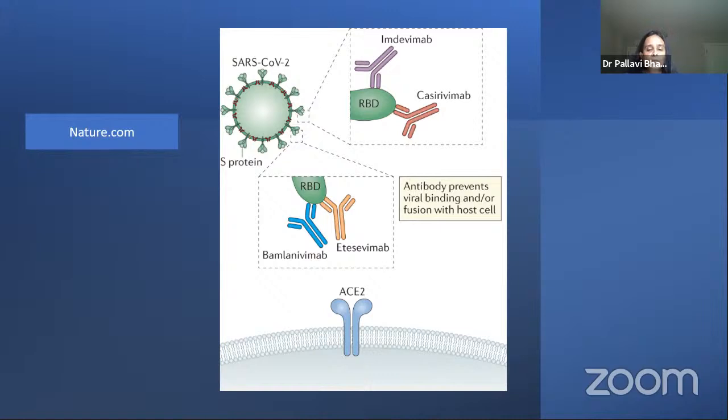So this on the upper part of the slide is the Regeneron combo, which is what you would be calling the Roche-Cipla combination, with imdevimab and casirivimab. For convenience, we can call it IMD and KC.